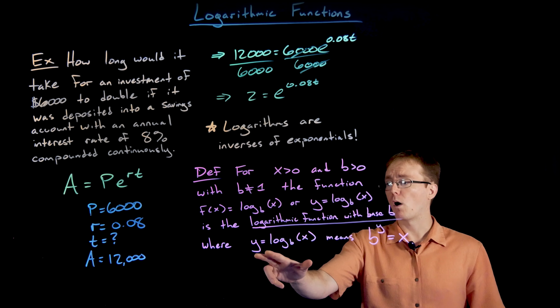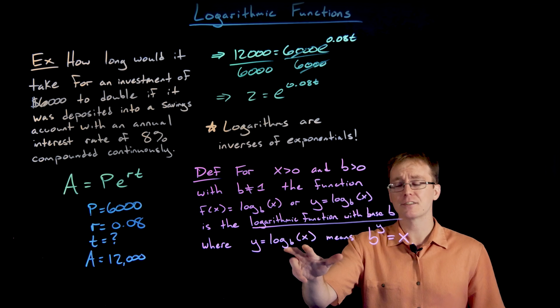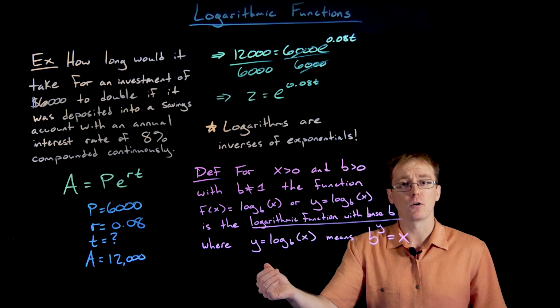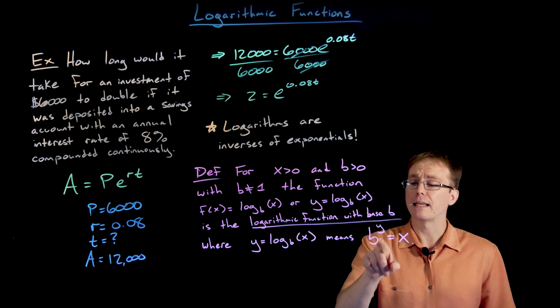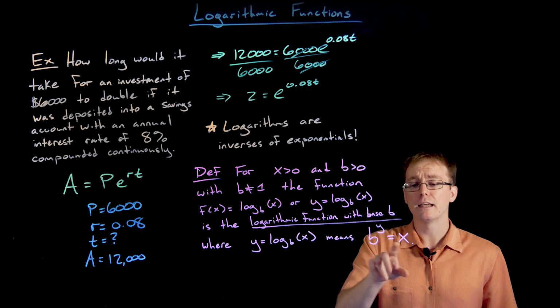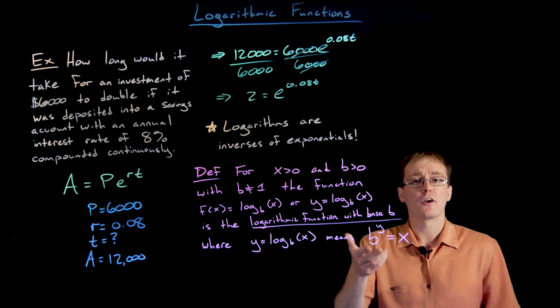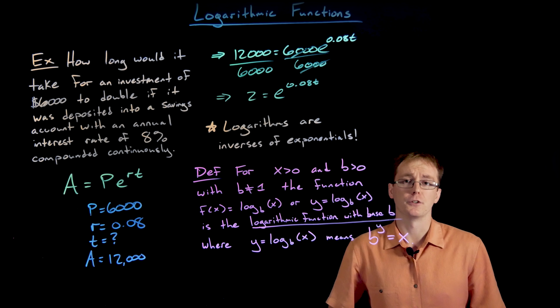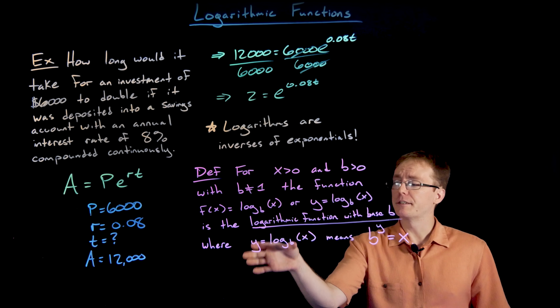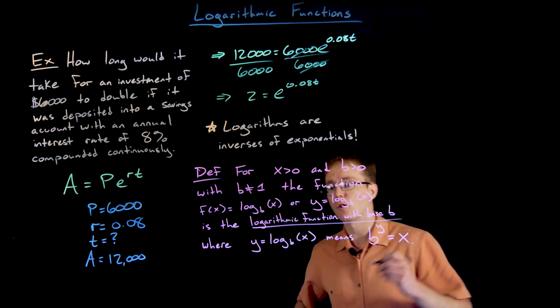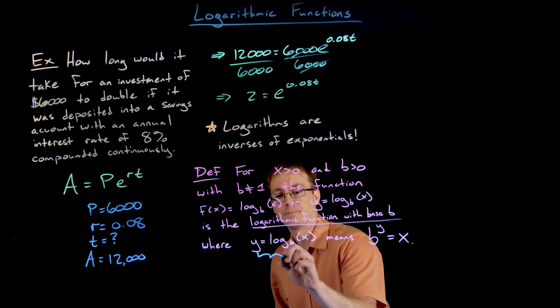So if we say y is equal to log base b of x, y is the output of our logarithm. What is the output of our logarithm? It's the power we have to raise our base b to in order to get x, where x is that value we want our exponential function to be equal to. And so when we're talking about an equation in this form, like y is equal to log base b of x, we call that the logarithmic form.